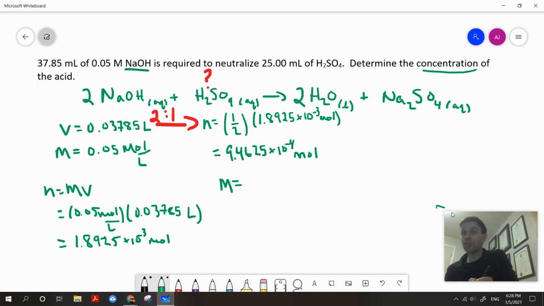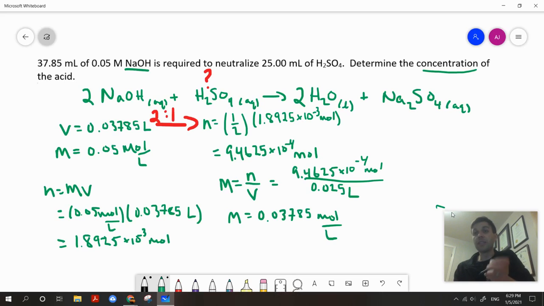So concentration, and in stoichiometry problems, unless it's specified, we will always assume that concentration is molarity, okay? So molarity is moles divided by volume. And here we have our final answer. The concentration of the unknown acid is 0.03785, and we probably would round that up to 0.038 in this problem here.